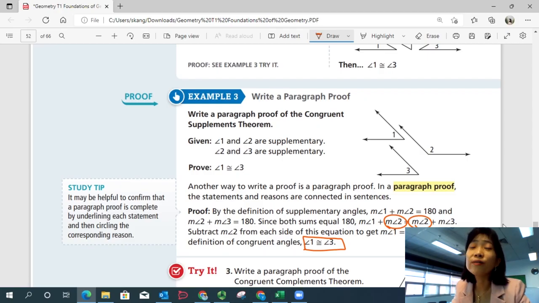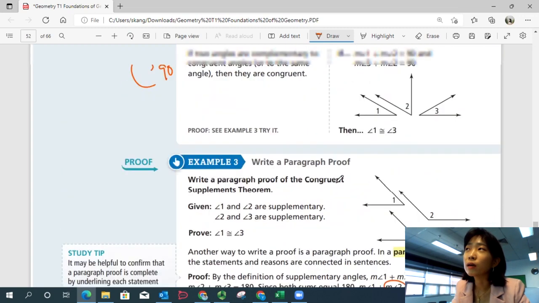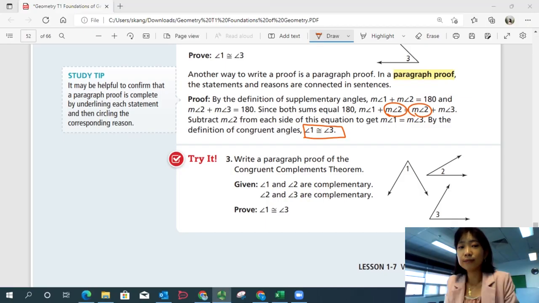Now, using a very similar paragraph proof, you can prove theorem 1-3. Write a paragraph proof of the congruent complements theorem. Given that 1 and 2 are complementary and 2 and 3 are complementary, write a paragraph proof. It could be very similar to that. Okay, see if you can do it by yourself. Come back when you're ready for answers.